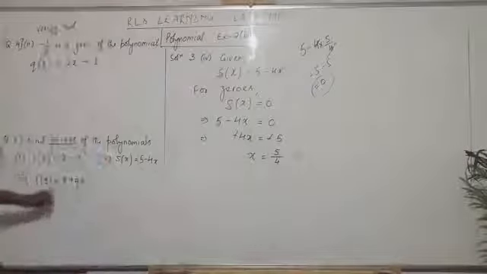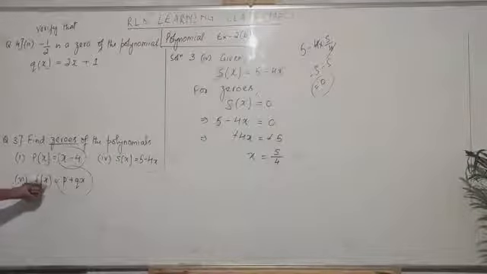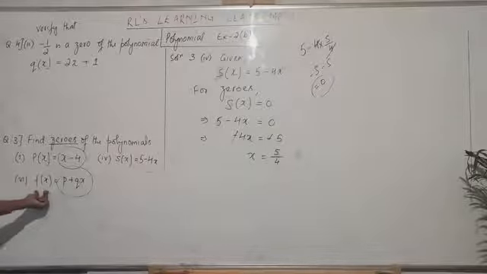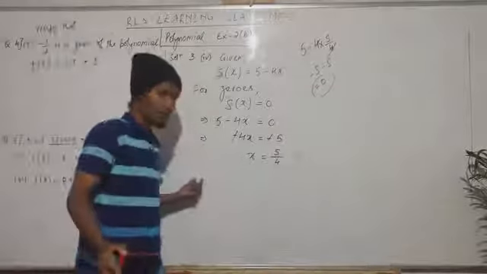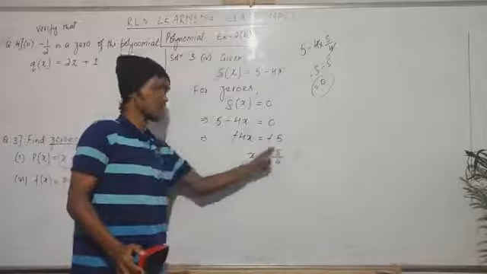Then similarly for this, I put in place of this as f of x. Again, I'll do like this. Okay, you write the conclusion. Thus, the zero is 5 by 4.